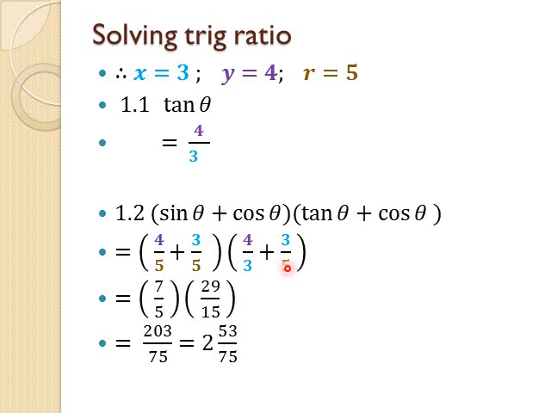Because the denominators are not the same, we're going to cross multiply. So 4 times 5 gives me 20. 3 times 3 gives me 9. 9 plus 20 gives me 29. And 3 times 5 gives me 15. And there, if we multiply, 7 times 29, 140 and 63 gives me 203. And that's 75. So 203 over 75, or you can write it as a mixed fraction.